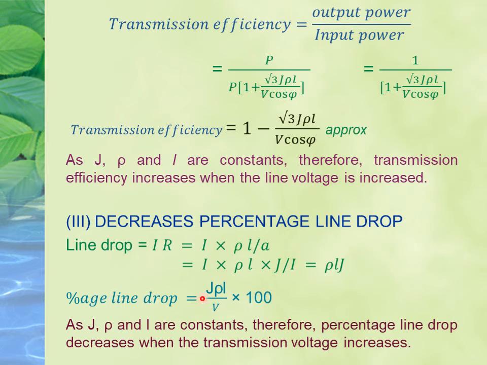So here also your J, rho and L will be constant, and your percentage line drop depends upon your voltage. So if you are increasing your voltage, automatically the line drop gets decreased, right?